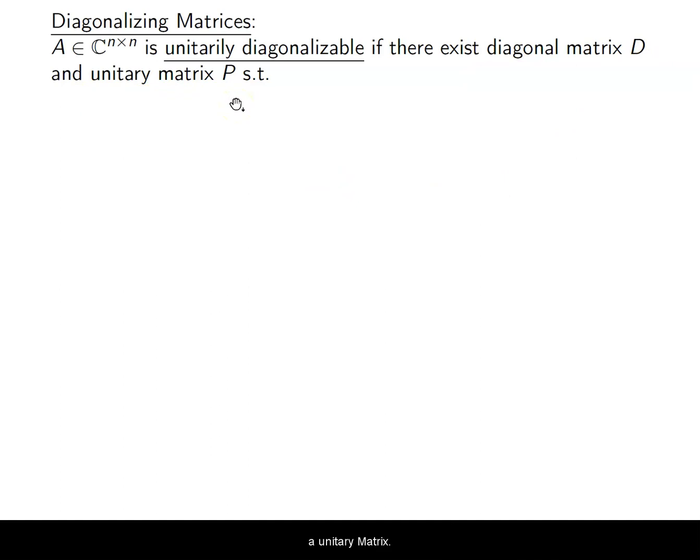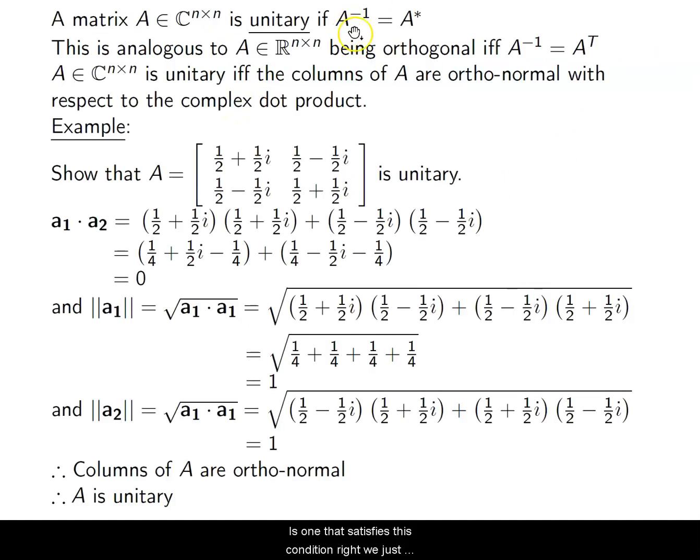So again, a unitary matrix is one that satisfies this condition, right? We just showed something was unitary. So if D is diagonal and P is unitary, then A equals PDP inverse. Okay, remember, what is P inverse? It's really just P star. So I can rewrite this as PDP star. Remember, this was our condition for diagonalizing a matrix.